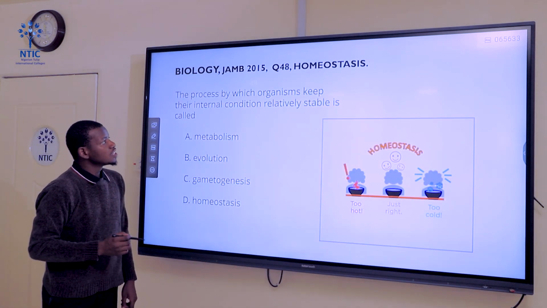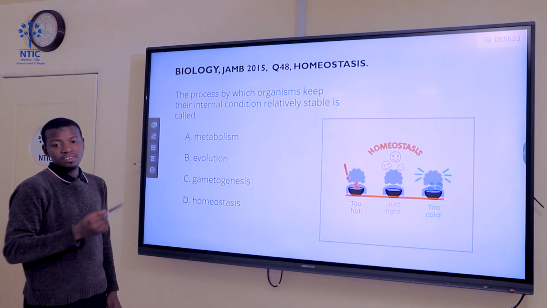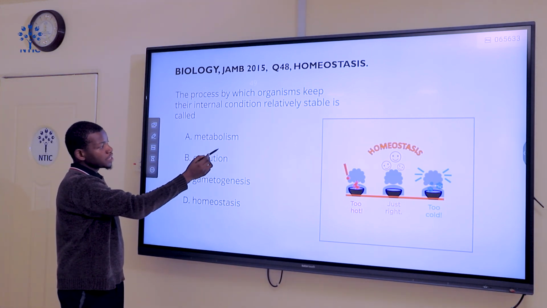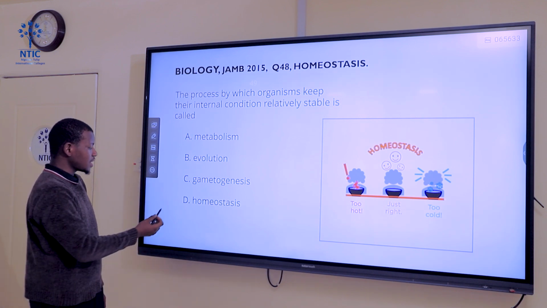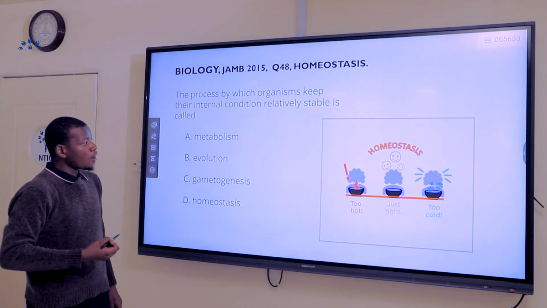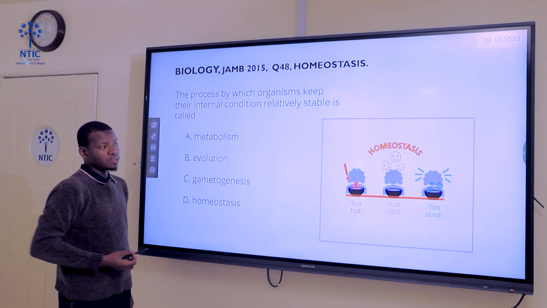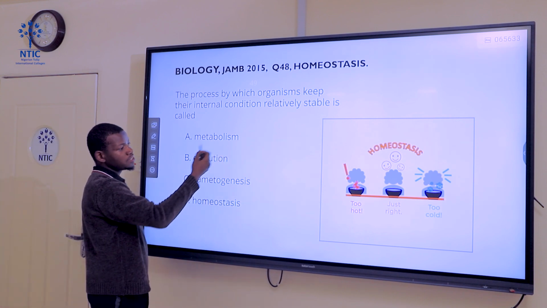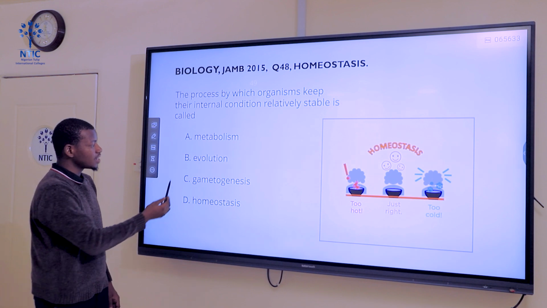Question 48. The process by which organisms keep their internal condition relatively stable is called A. Metabolism, B. Evolution, C. Gametogenesis, and D. Homeostasis. Metabolism is the sum total or the entire chemical reaction occurring in the body of an organism, and it can be divided into catabolism and anabolism.